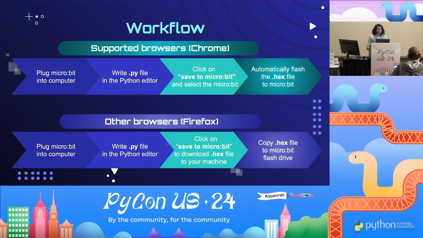But I particularly prefer using Firefox. So the workflow here is a bit different. You need to plug in and write the code. But after that, you need to download the hex file to your machine and then copy the file to the microbit. So when you plug in the microbit, you should see a flash drive appearing as a device.